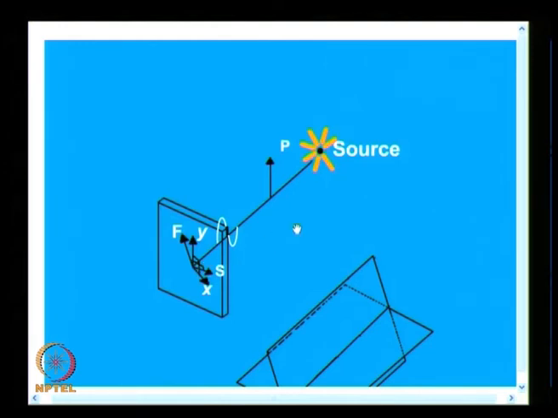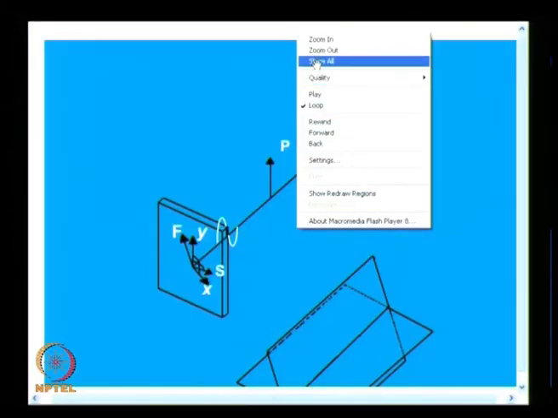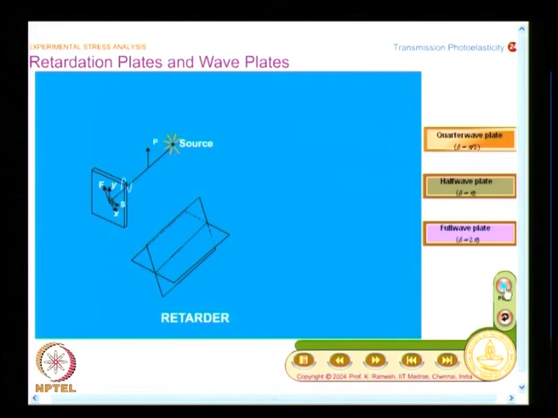And what do you anticipate? You anticipate for one incident light there will be two refracted beams, because that is what the whole of crystal optics tells you. For one incident beam I will have two refracted beams, and these two refracted beams are plane polarized and their planes of polarization are mutually perpendicular. Let us see this, that is what is shown in the animation. You carefully watch.